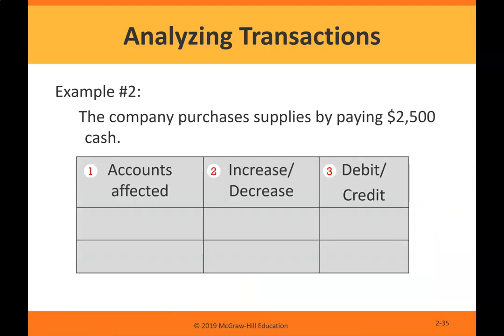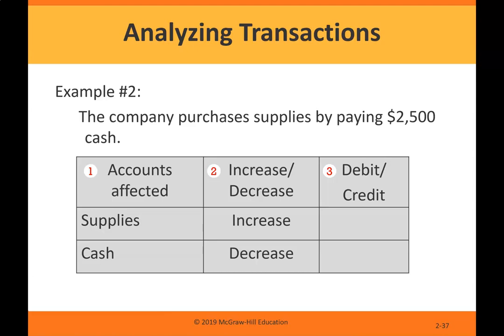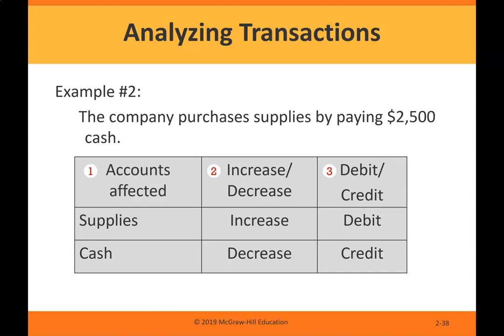Example 2. The company purchases supplies by paying $2,500 in cash. The accounts affected are supplies and cash. Supplies go up, cash goes down. Supplies, when you increase it, it's a debit because it's an asset account, and that's the normal balance. Cash, when you decrease an asset account, you credit it.